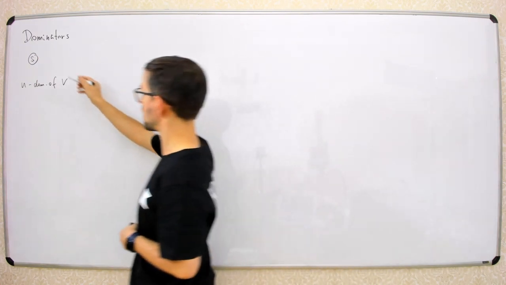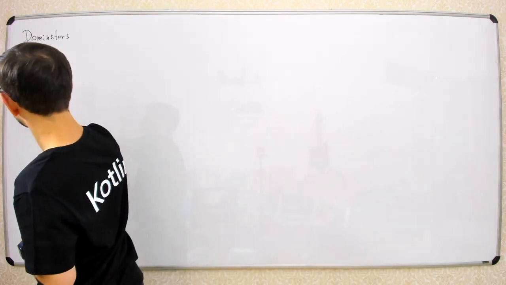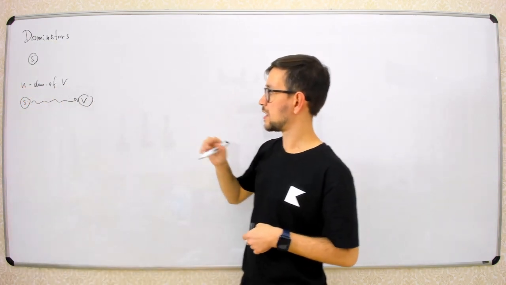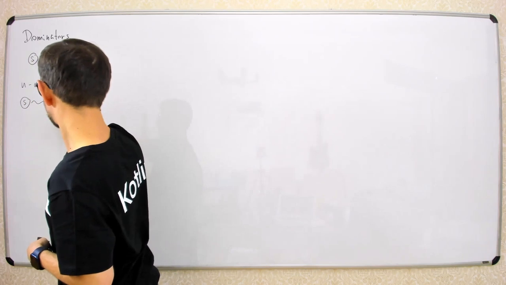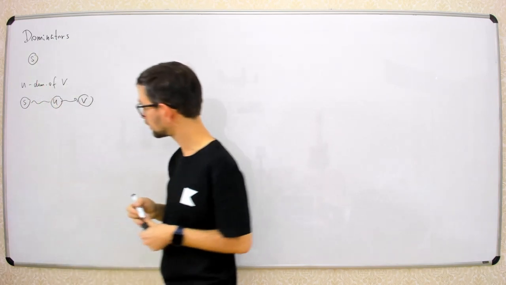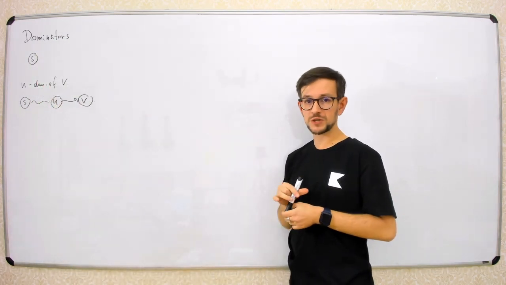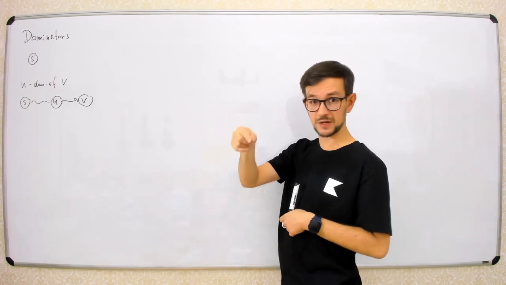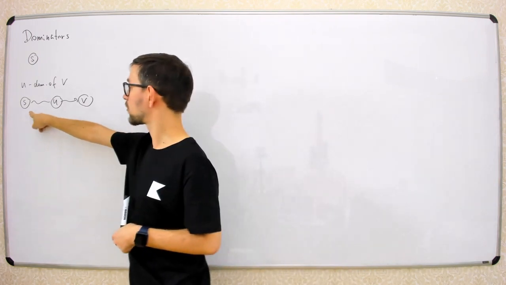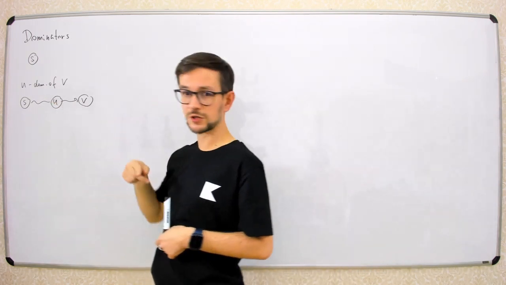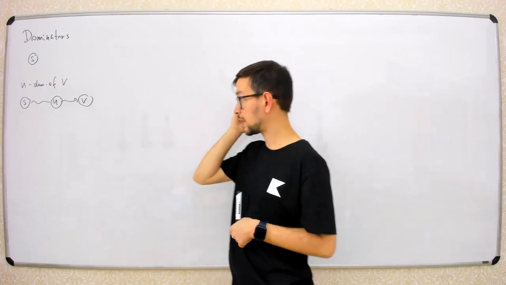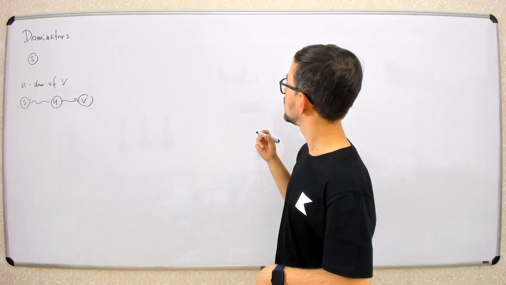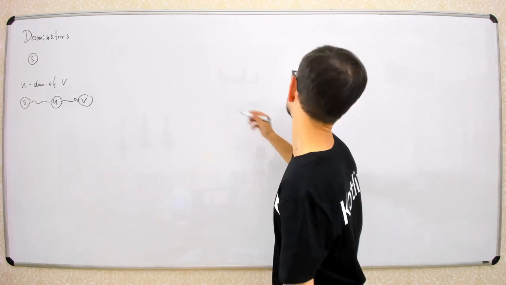So if you take any path from node S to node V, the node U will be on this path. So the node is a dominator of another node if you cannot go to this node without visiting this node. So for every path from S to V, the vertex U must be on this path. Then U is the dominator of V. That's all. So let's draw some graph.